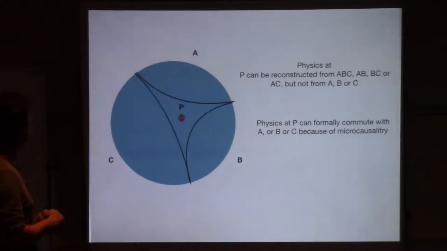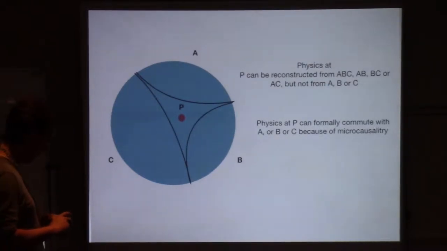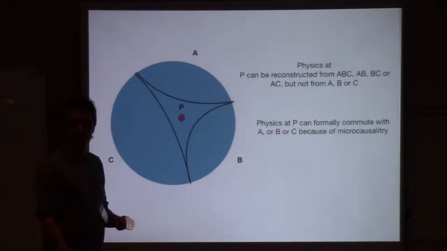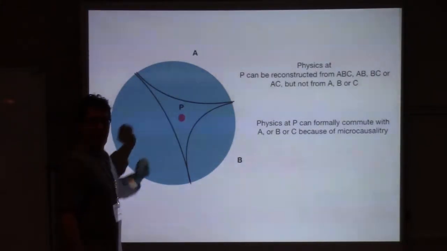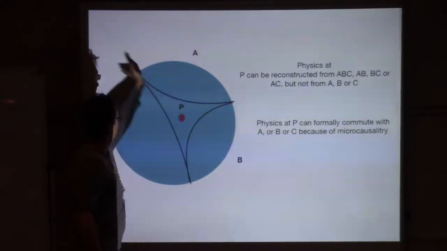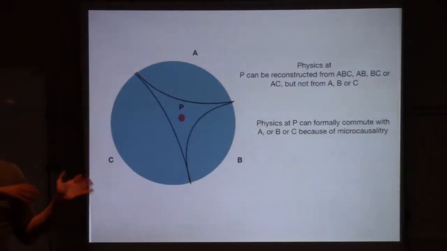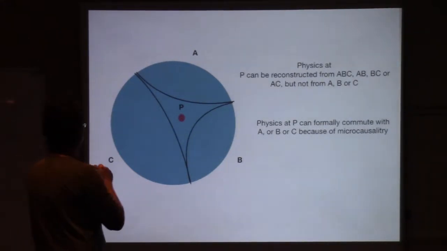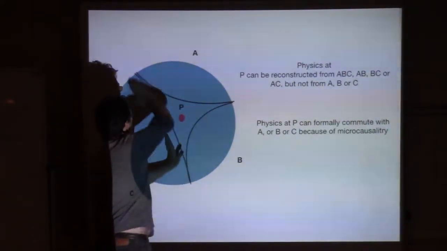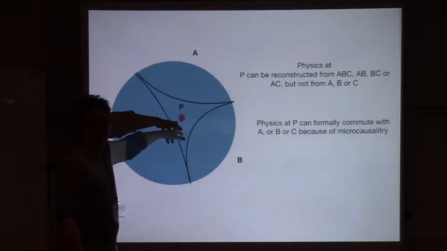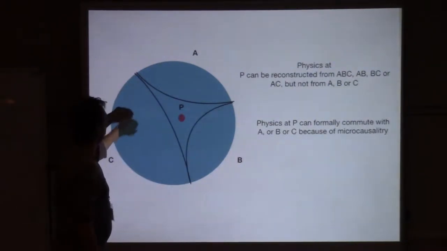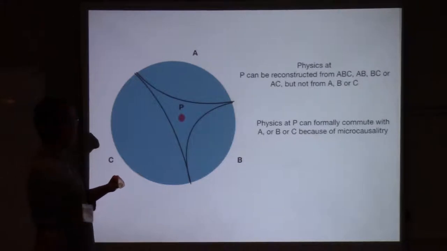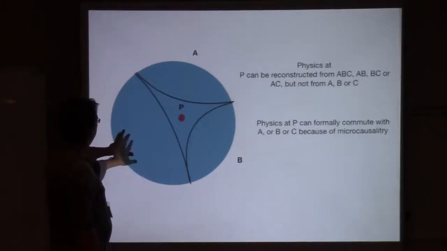So if you take the assumption that the point P cannot be reconstructed from C, for example, then what that means is that it belongs to whatever you can do in A, B together, but not in C. So whatever you're doing here must commute with whatever's going on here, because this kind of slice is cutting you off from one side to the other. So the idea is that the physics at P can be reconstructed from A and B, so A and B together would give you this half of the story, and then the point P is inside here. So P can be reconstructed from A and B, and from B and C, and from C and A, but whatever's happening at P cannot be reconstructed from either C, A, or B alone.